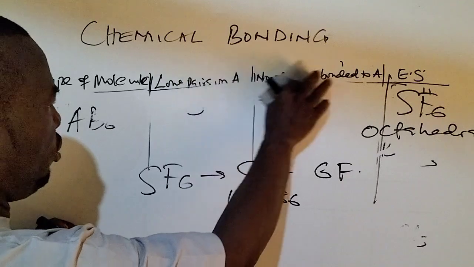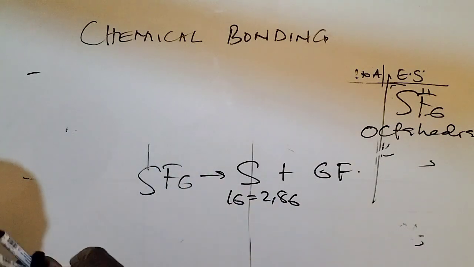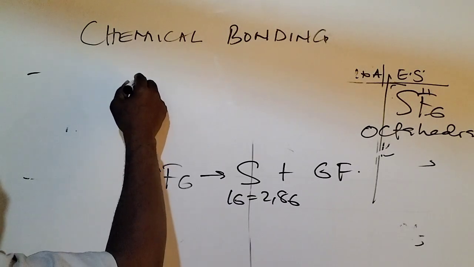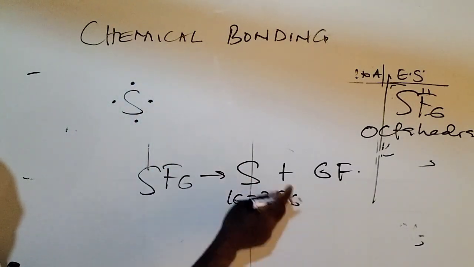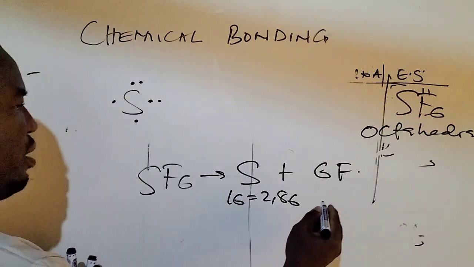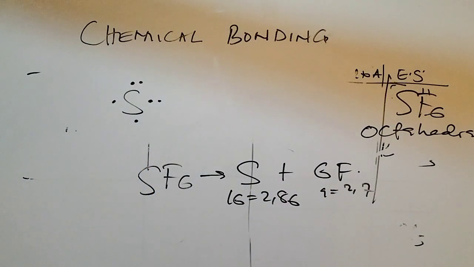So let's now draw the Lewis structure of sulfur. Let's represent only the 6 valence electrons: 1, 2, 3, 4, 5, 6. Then we need 6 fluorine atoms. You know that fluorine is a halogen. The atomic number of fluorine is 9, that is 2, 7. So fluorine is a halogen, but we require 6 fluorine atoms to bind to 1 sulfur atom.